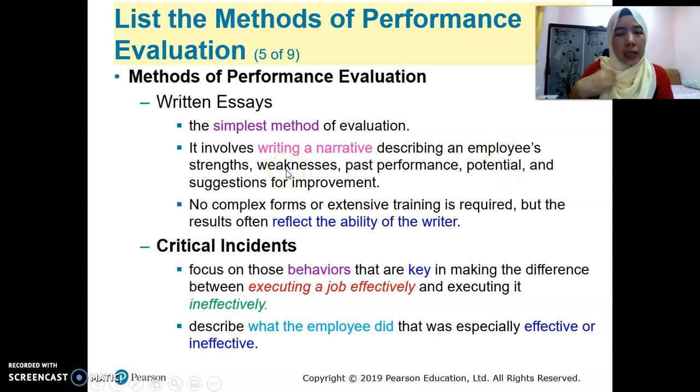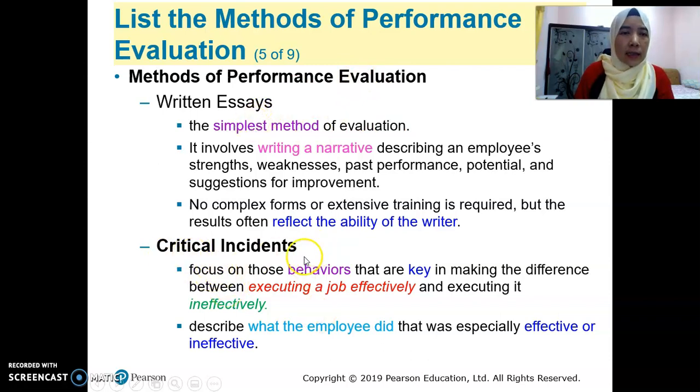So the employee is given the task to write an essay about themselves. No complex forms or extensive training is required, but the result often reflects the ability of the writer. So if the employees are good at writing, at how to convince and how to argue about their strengths, their opportunities, their abilities to do something, then it would influence the evaluation of performance.